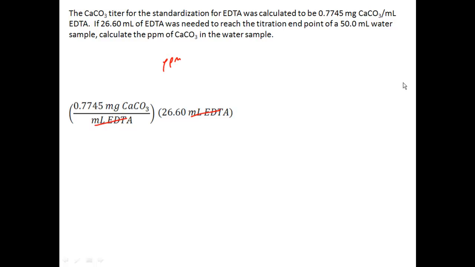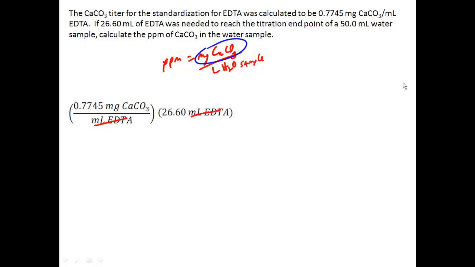which is important because ppm, you may recall, is equal to milligrams of calcium carbonate per liter of water sample. So our goal here is to get it in milligrams of calcium carbonate per liter of water sample. So presently I have my milligrams of calcium carbonate. So all I've got to do now is divide it by my liter of water sample.